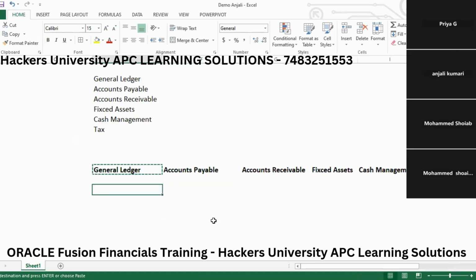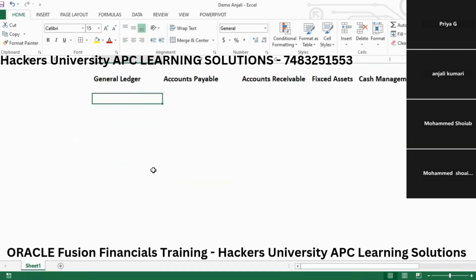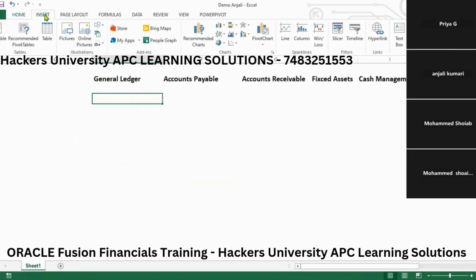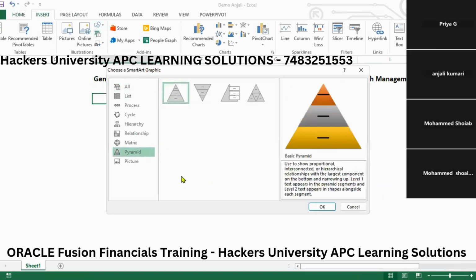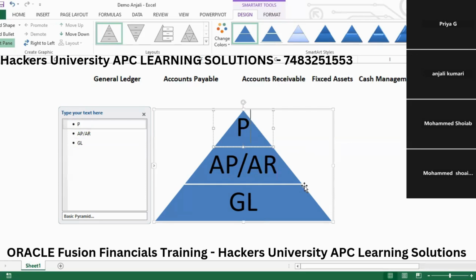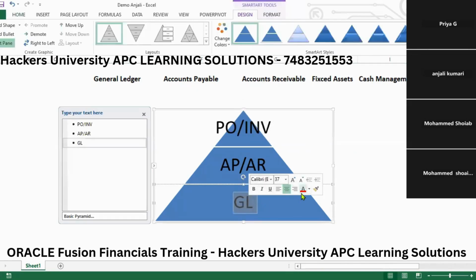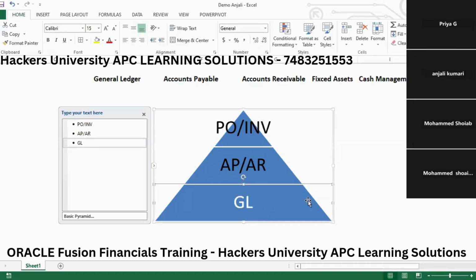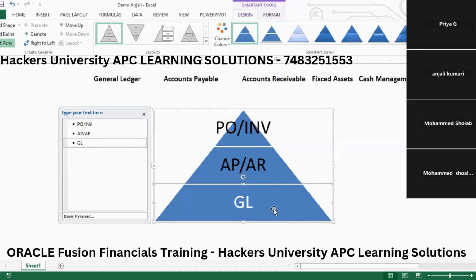general ledger. Here GL is a base. Then AP, AR, tax, and other modules like PO or inventory, for the finance perspective I'm telling, the SCM things. So first of all, we have to understand the GL because it's a base module. All are standing upon the GL module.